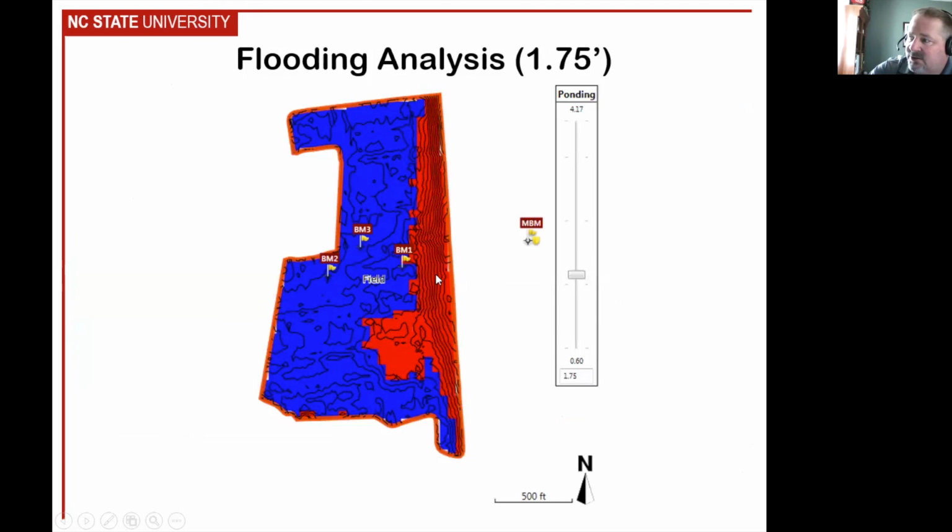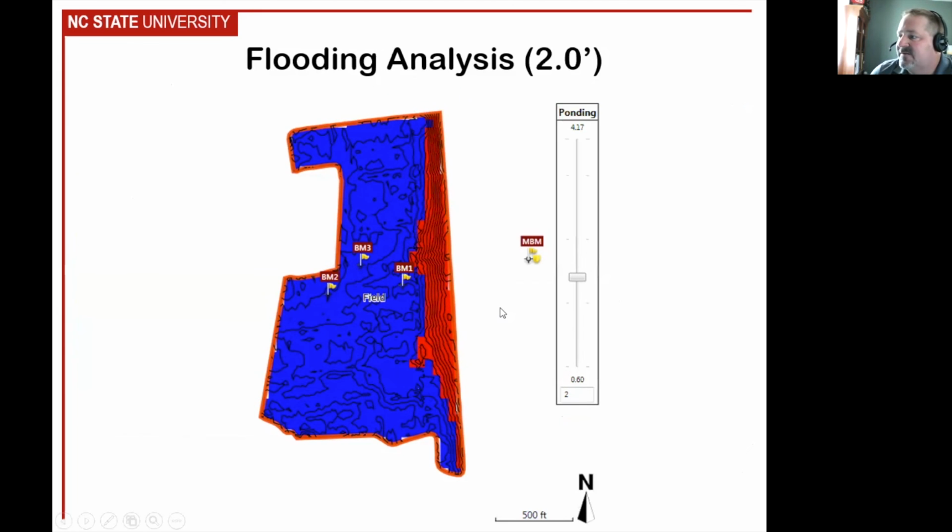I carried this one a little bit further because I wanted to see what would happen if we increase the tidal influence to 1.75 feet. We basically inundate almost that entire floodplain area except this little section before you begin to get on the ridge where that topographic relief really takes over.